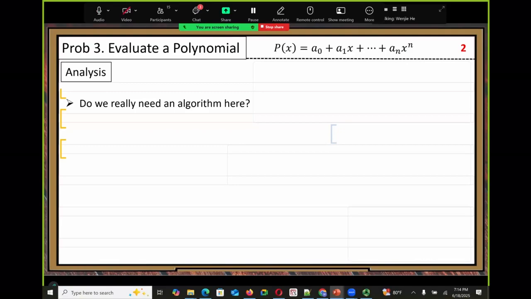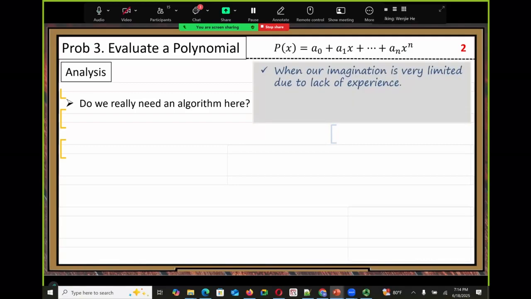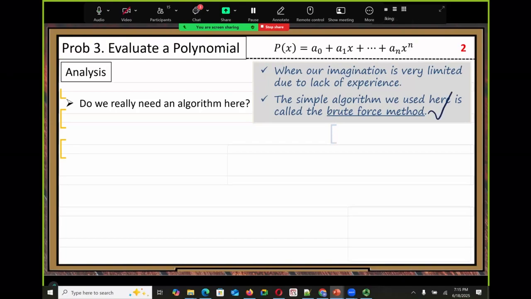Now we want to really find that smart way. Currently we have the brute force method. We know that method can be improved, but the brute force method is our starting point. We know it's not the best way, but it's our starting point.